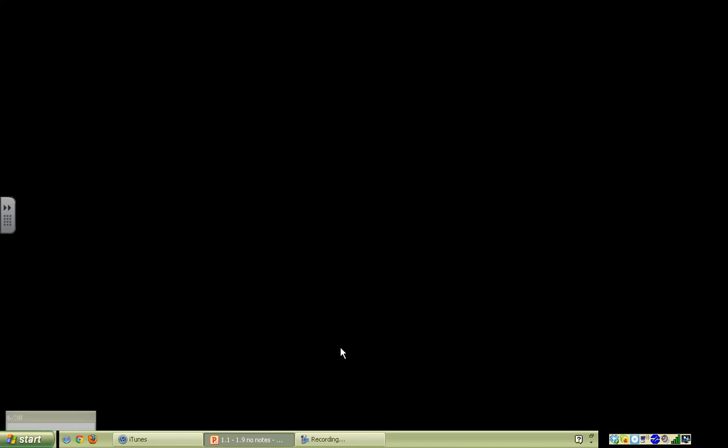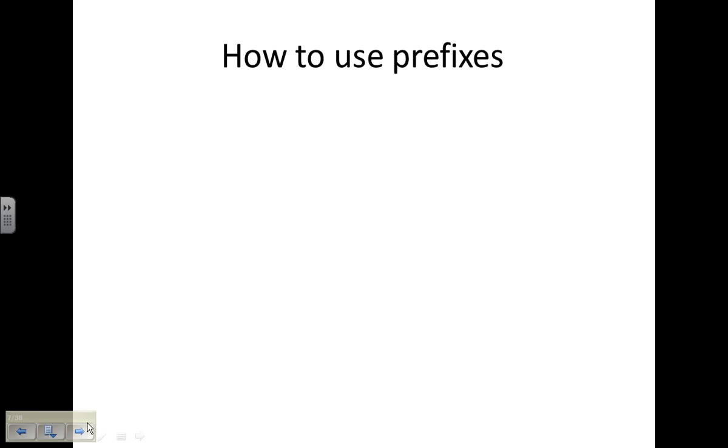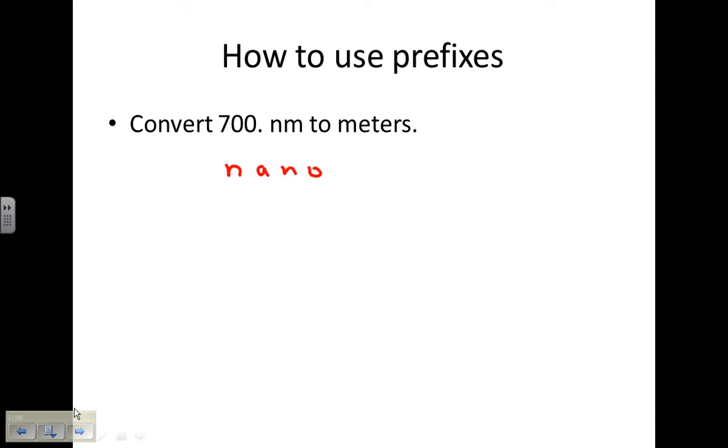Our next problem says convert 700 nanometers to meters. So nano means 10 to the minus 9th. Sorry, my pen's not oriented, but I'm going to keep working. So that means we can have 10 to the 9th nanometers in 1 meter.